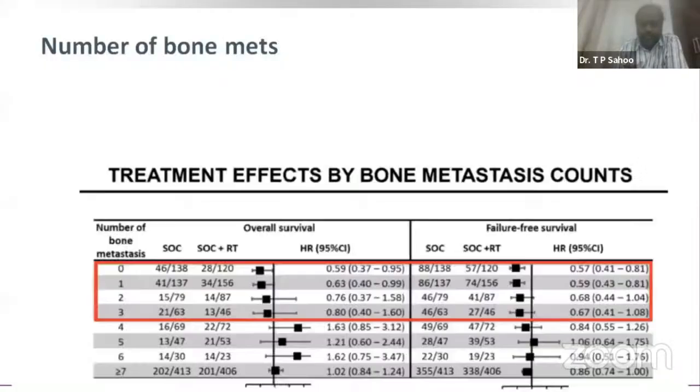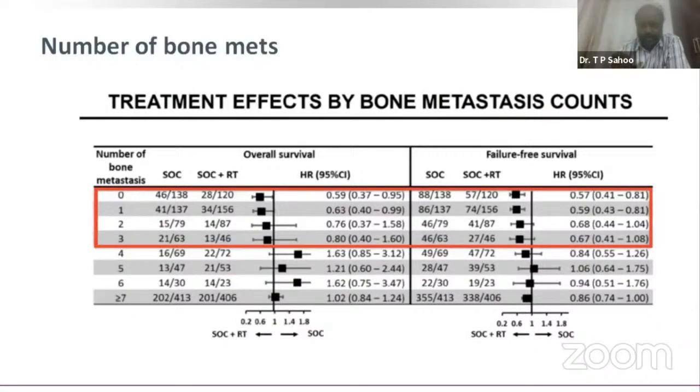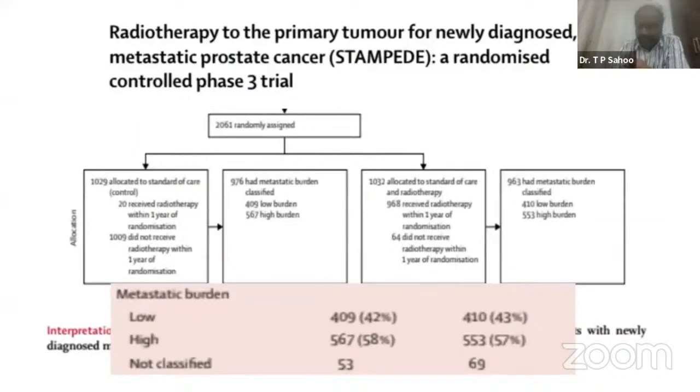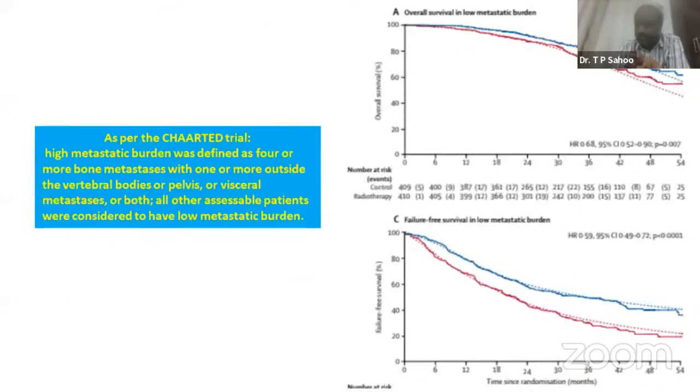I wanted this to be the last part of it, but because we are already in, I want to come to this part. This is STAMPEDE and this is CHAARTED. These are two trials which have looked into this specific point, and both the trials, as per the criteria, have proven that if it's low risk, the local RT to the prostate does have a benefit. So if you look at CHAARTED, why I brought this, this is a point of debate. But when you look at the PSMA, it just looks too extensive.